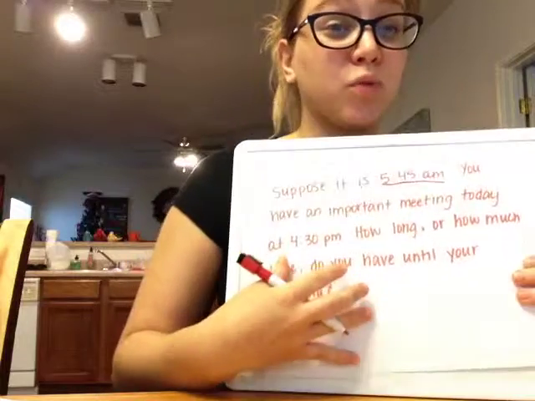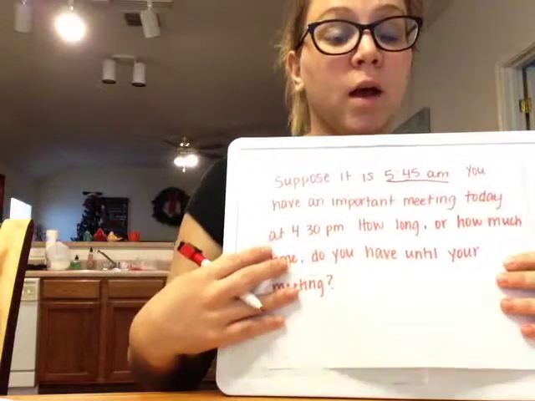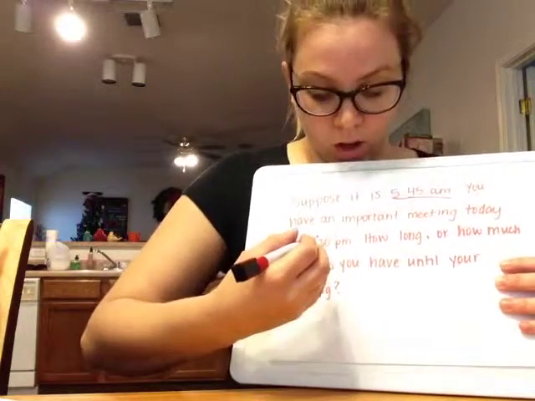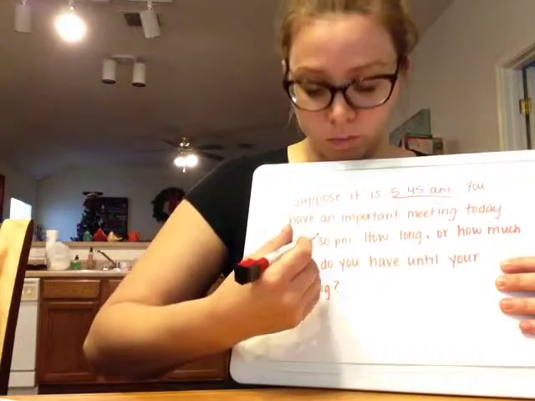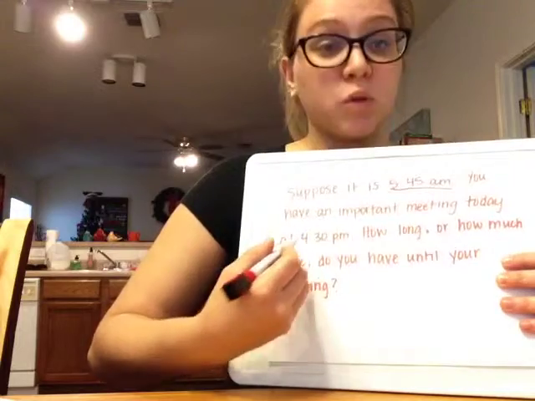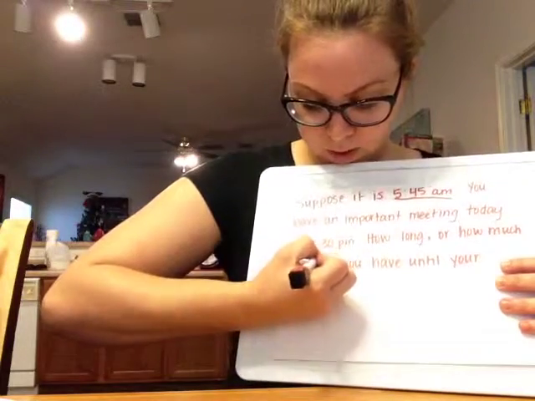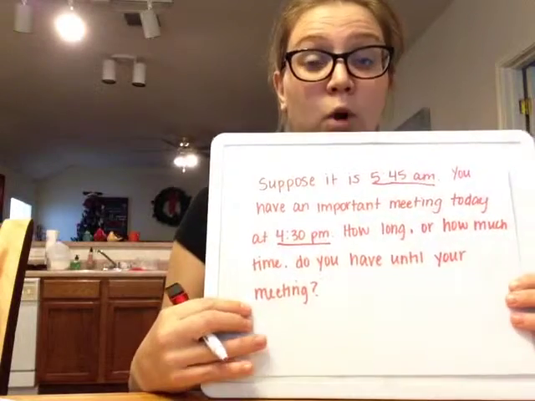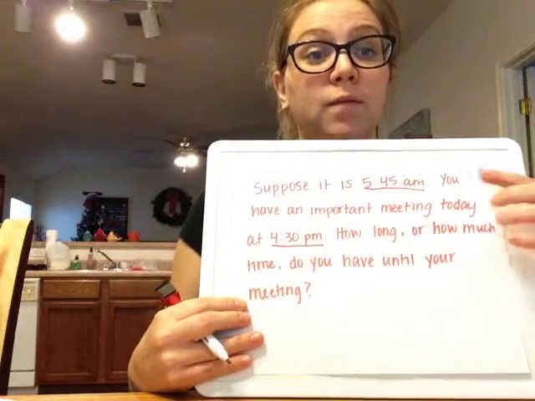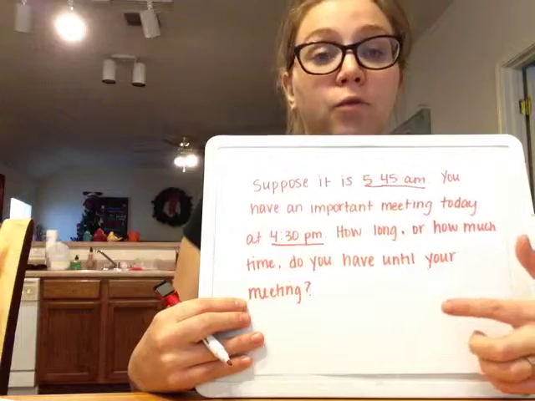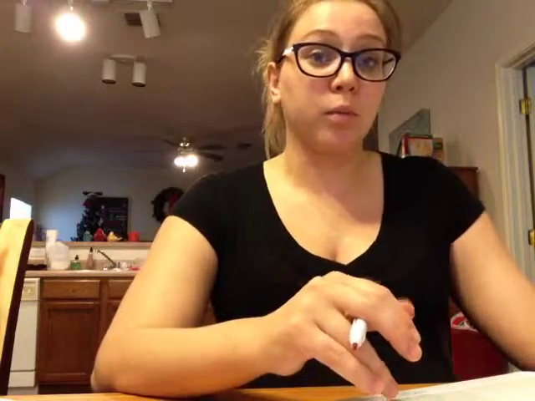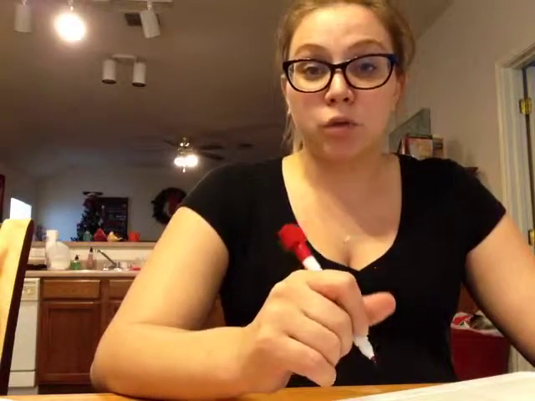And the a.m. and p.m. is really important, and we'll get to why it's important to know if you're looking for a.m. or p.m. when we solve the problem. Our end time, when our meeting starts, is 4:30 p.m. So what we're looking for is the elapsed time, or how much time is between 5:45 a.m. and 4:30 p.m. I have a couple of different methods of how to solve that problem using the make 60 approach, is what we call it.